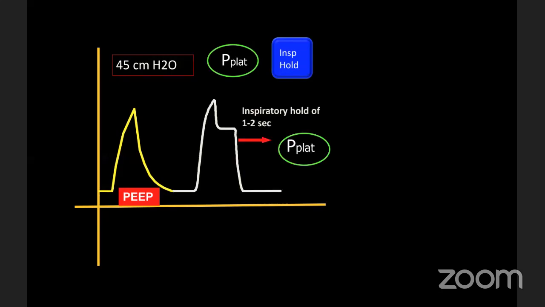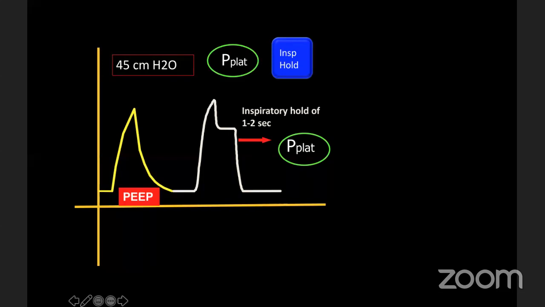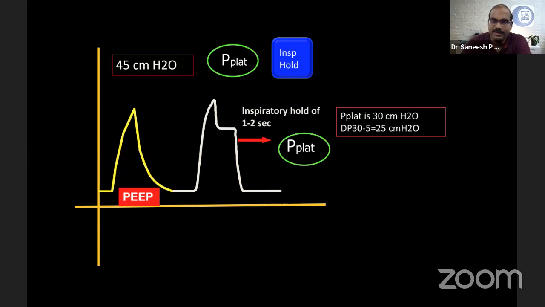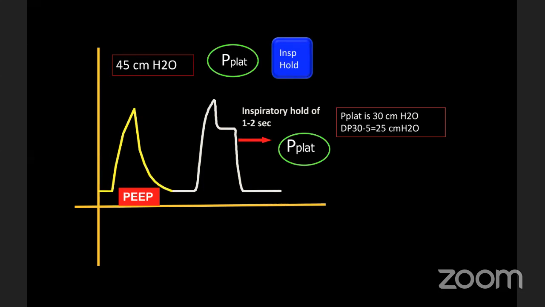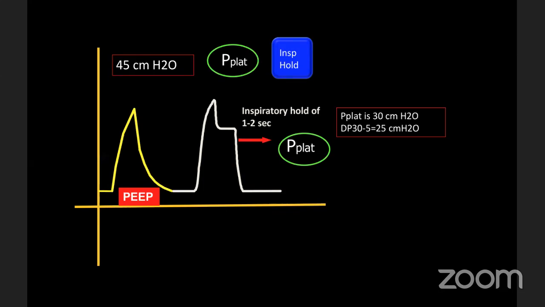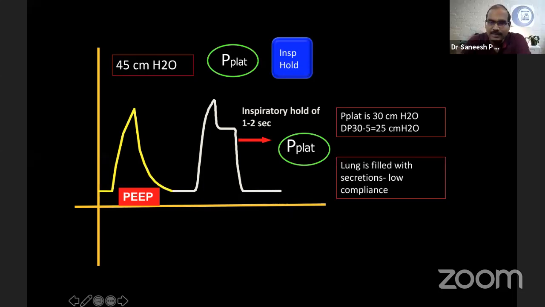Do an inspiratory hold of 1 to 2 seconds. Find out what the plateau pressure is. Then you can differentiate whether it's an airway problem or a problem of the alveoli. These are objective things, and depending on our finding, you can take the next step. Suppose I am telling you that you are getting a plateau pressure of 30 centimeters of water. We have already kept a PEEP of 5. So what's the driving pressure now? Then 25. Yes.